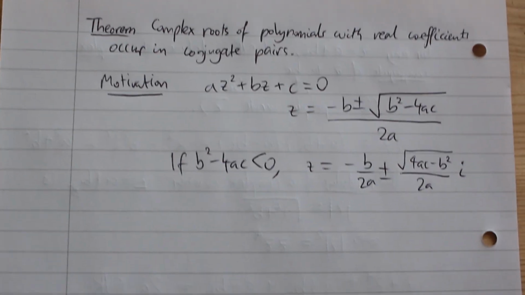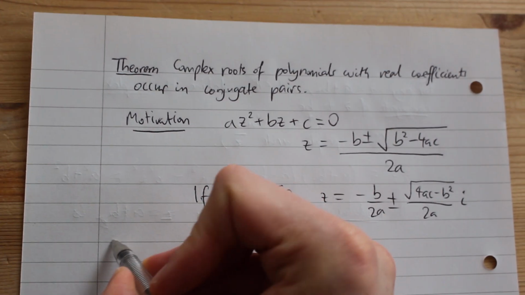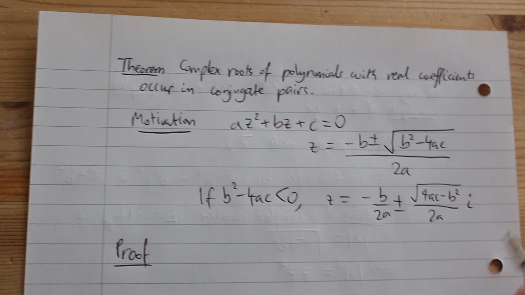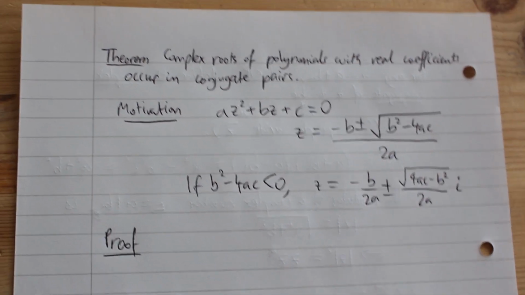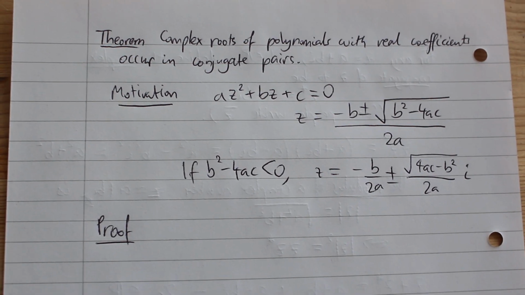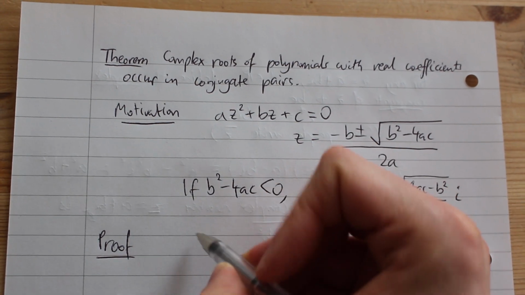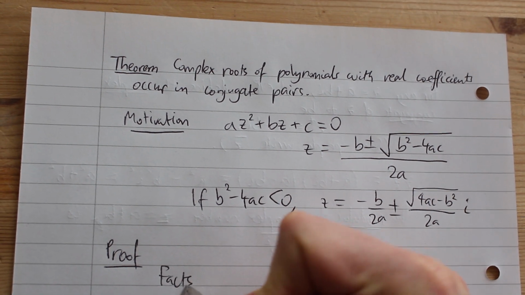But then how are we going to prove this theorem in general? So this is just some justification for why it works for quadratics, but what about in general? Well, first of all, before we get to the proof, we need some properties of complex conjugation. So first, I just want to state some facts.